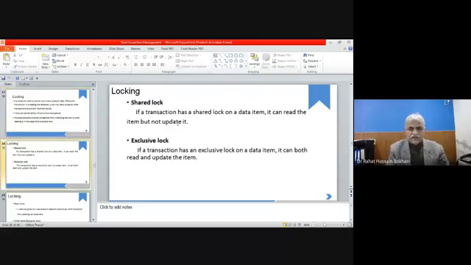There may be a shared lock or there may be an exclusive lock. If the transaction has a shared lock on a data item, it can read the item but not update it. So if that is declared on any data item, that is, the column values, and you say that is a shared lock, it can be read but not be updated. And if we have an exclusive lock, if the transaction has an exclusive lock on a data item, it can both read and update the item. It depends upon your locking scenario.